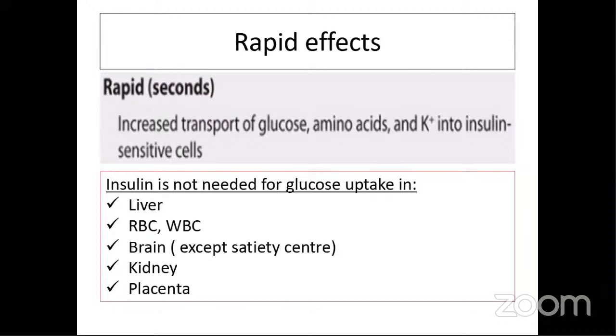Is that clear for all? All the brain areas except the satiety center don't require insulin for glucose uptake. Only the satiety center requires insulin for glucose uptake. Is that fact clear for all?